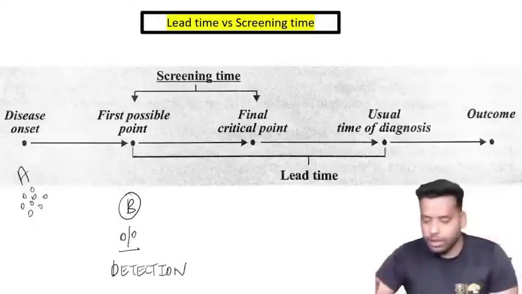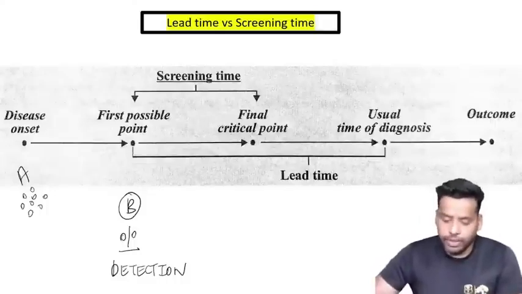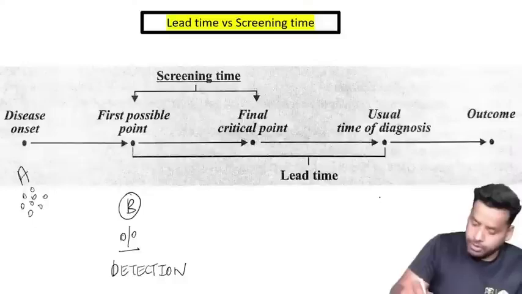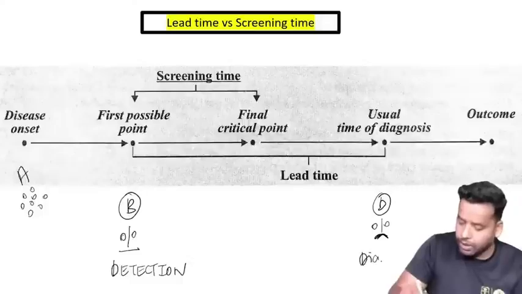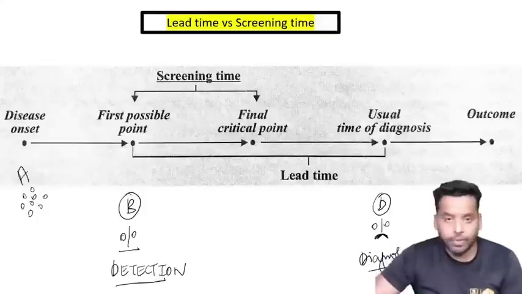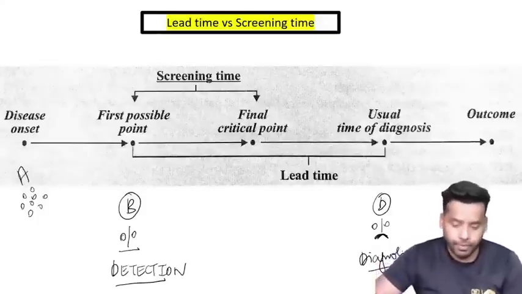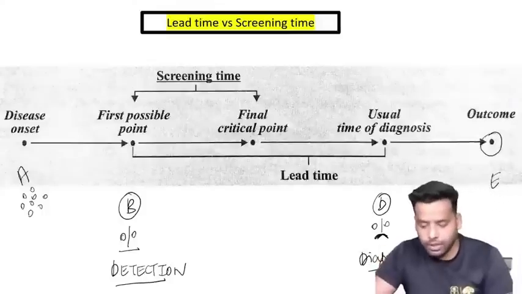Just remember now. If the patient is not identified, the patient will come at this point with symptoms. Point D, with symptoms. What is this point D called as? Answer my next question. This point D is diagnosis, where the patient will come with symptoms. Then there will be outcome. For example, point E is outcome.